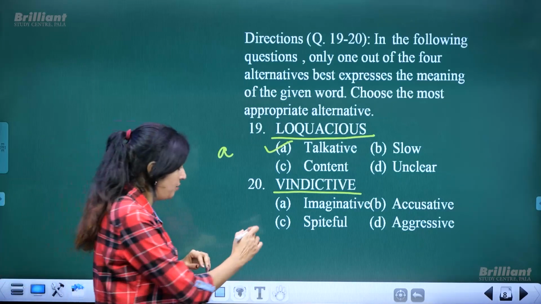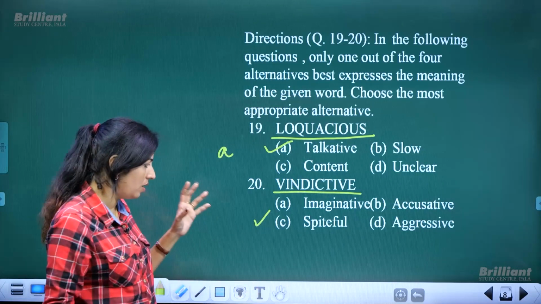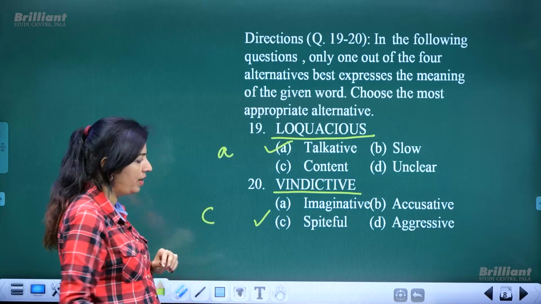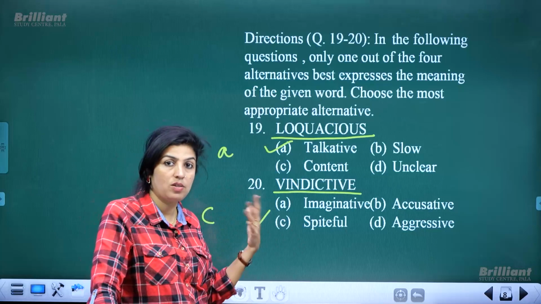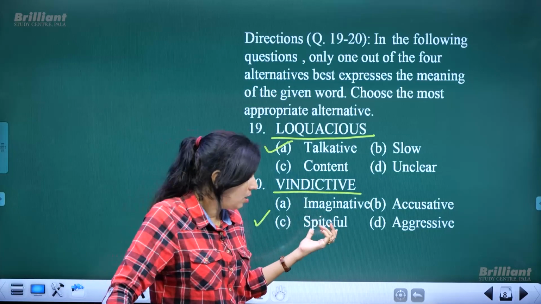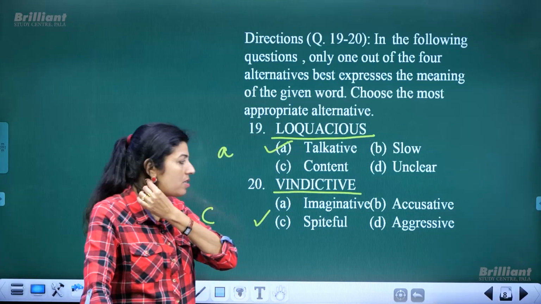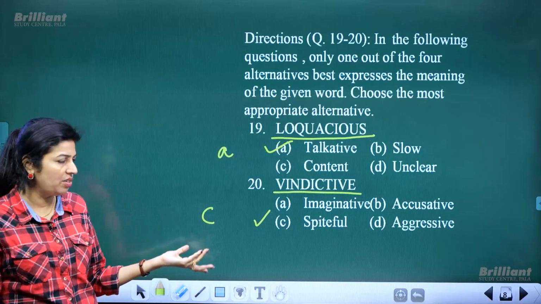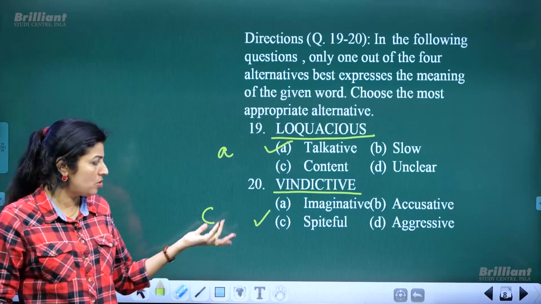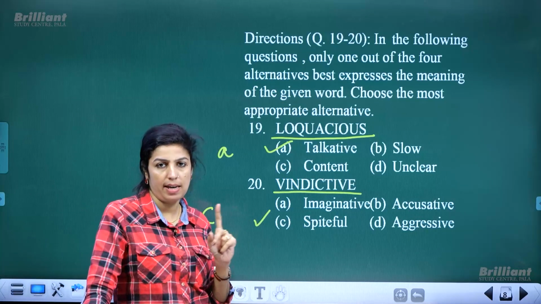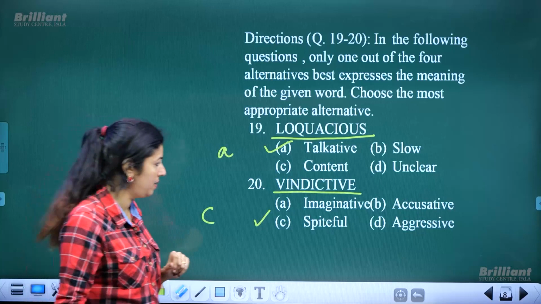That means spiteful. Spiteful, the one who has got great malice inside and is always revengeful or has got vengeance. And do not confuse it with the option D, aggressive. Aggressive means a person who is violent by nature but not revengeful. So, spiteful is the exact word which means vindictive.